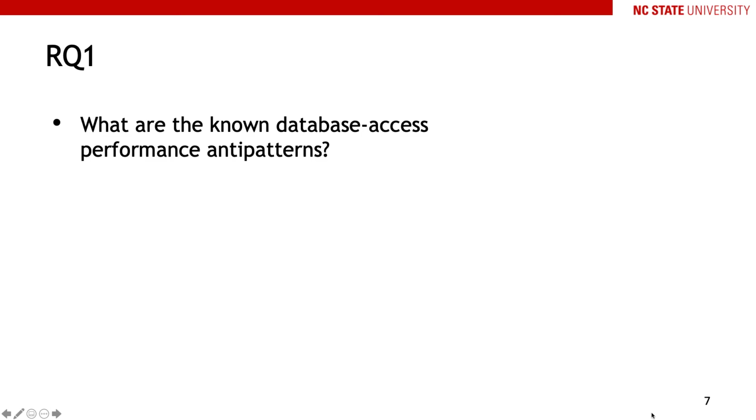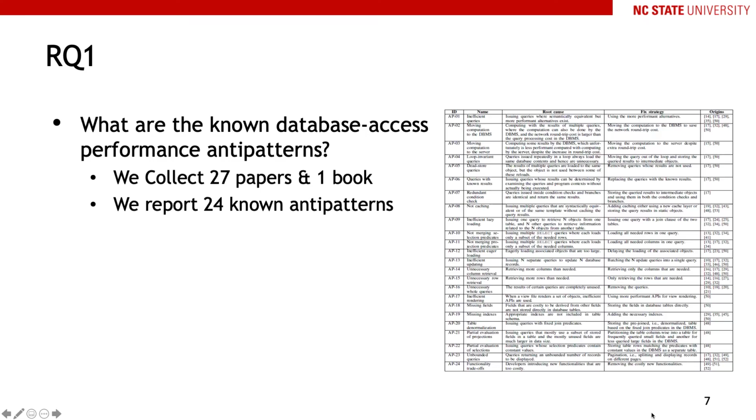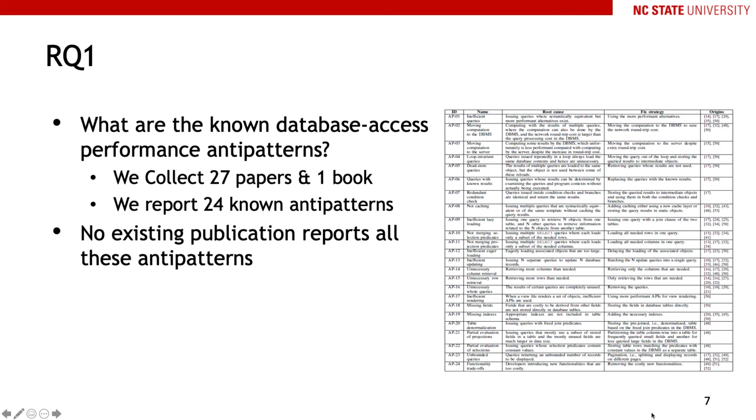During literature searching, we collect 27 papers and one book, and identify the performance anti-patterns in each publication. In total, we find 24 database access performance anti-patterns. We list all of them in the paper. Future research can reuse our results as the starting point. Note that, among all these collected publications, no one can individually cover all these 24 anti-patterns.